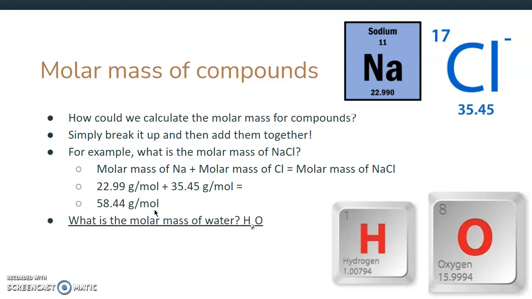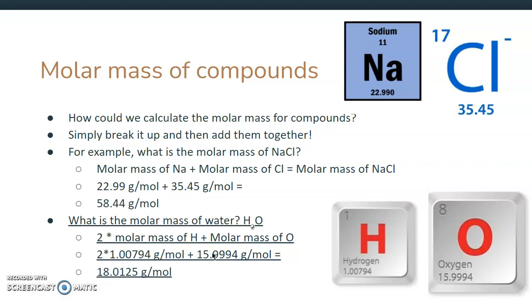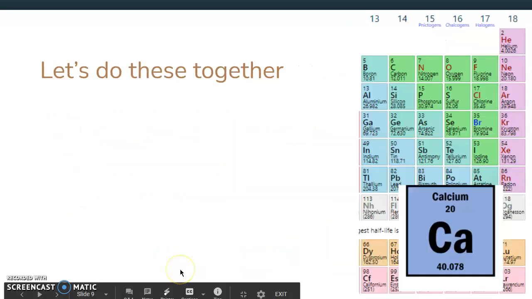Let's do another one. Let's do the molar mass of water, H2O. Since we have two H's, we can say H2. There's two hydrogens. We need to multiply 2 times the molar mass of the hydrogen, and then add it to the molar mass of oxygen. So that's going to be 2 times 1 gram per mole plus about 15.999. So we would get 18.0125 grams per mole if we wanted to do the molar mass of water. And now all we're doing is taking our numbers, our atomic weights, and adding them up.